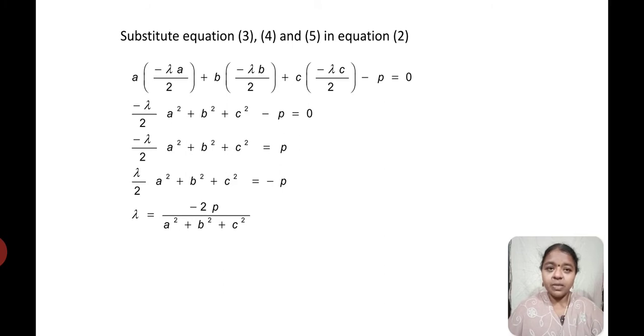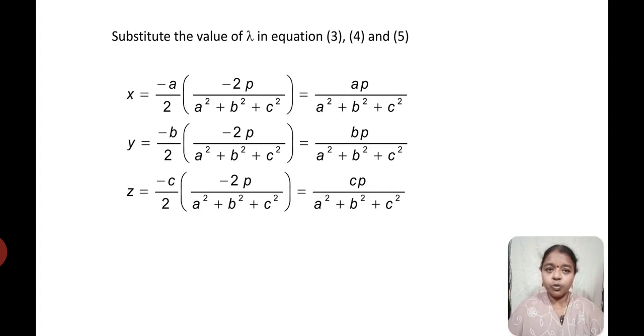Now what we do is we substitute equation 3, 4 and 5 in equation 2. Do you remember what is equation 2? It is nothing but ax plus by plus cz minus p is equal to 0. So after simplification, I would be getting minus lambda by 2 into a square plus b square plus c square minus p is equal to 0. Let me take p to the other side. So I get lambda by 2 into a square plus b square plus c square is equal to minus p, or the value of lambda is minus 2p divided by a square plus b square plus c square.